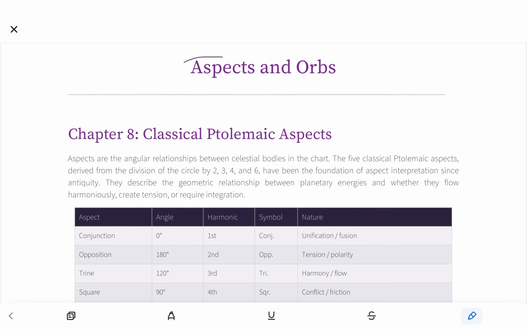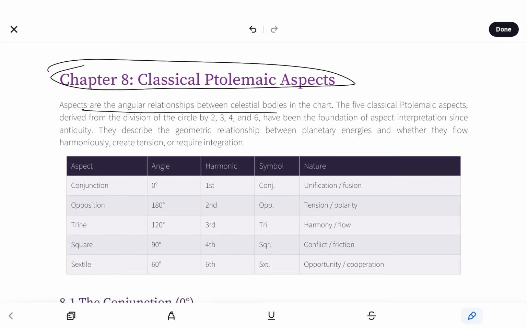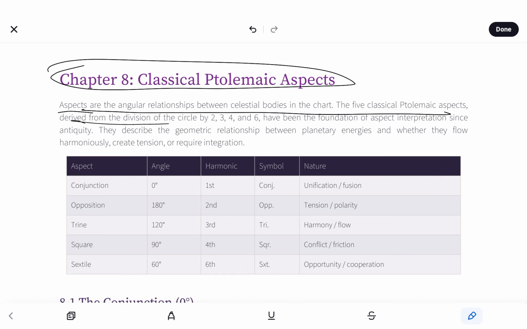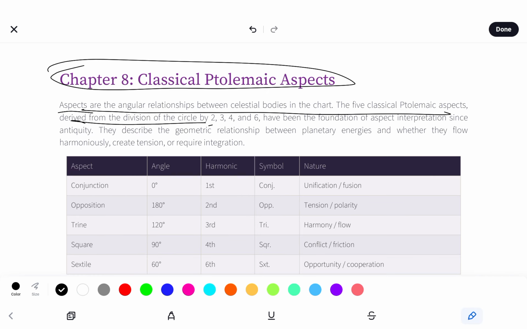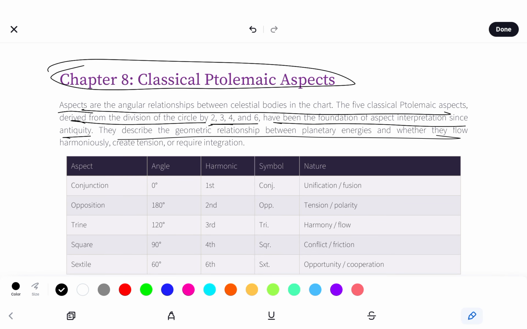So, aspects and orbs. Classical Ptolemaic aspects. Aspects are the angular relationships between celestial bodies in the chart, okay? The 5 classical Ptolemaic aspects, derived from the division of the circle by 2, 3, 4, and 6, have been the foundation of aspect interpretation since antiquity. They describe the geometric relationship between planetary energies and whether they flow harmoniously, create tension, or require integration.